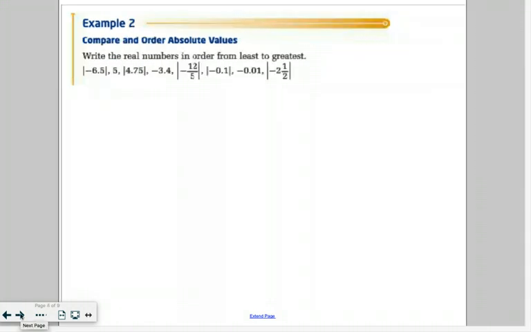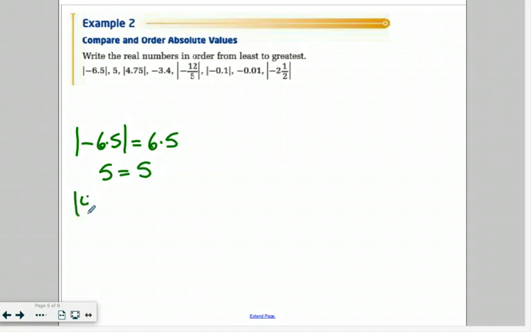We can then use absolute values to try and order numbers. As we can see here, some of these terms have absolute value signs, some of them don't. The absolute value of -6.5, since the inside is negative, we multiply it by -1 and make it positive. 5 is just obviously 5. The absolute value of 4.75 is just going to be 4.75, because when the number inside the absolute value signs is positive, we keep it the same. -3.4 has no absolute value signs around it, so it's just going to stay as -3.4.